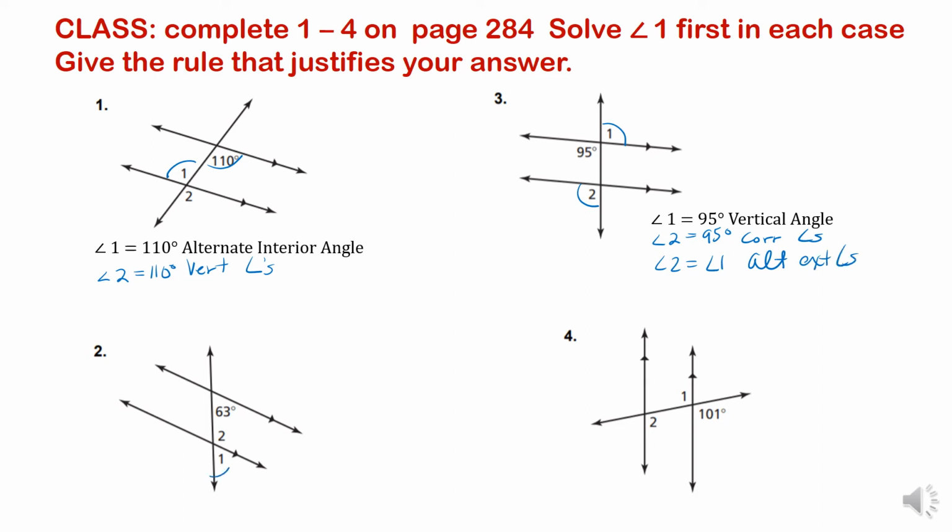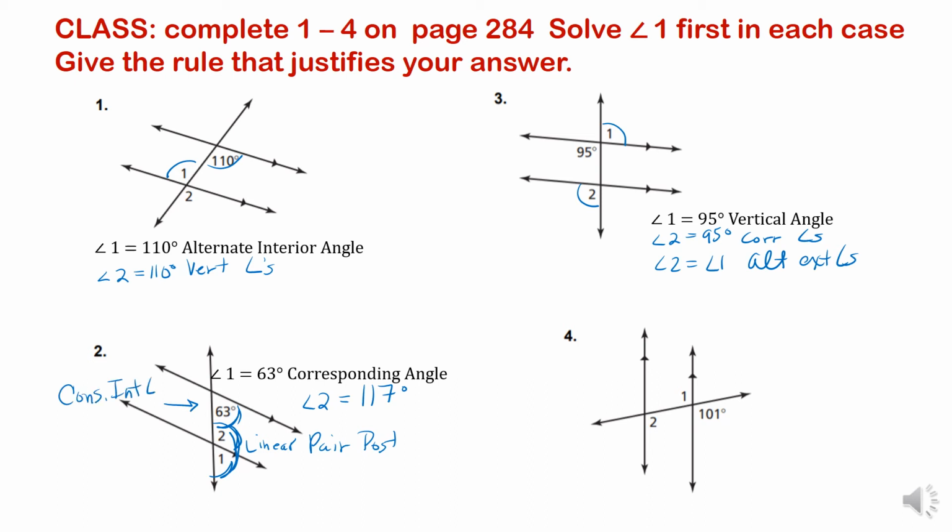Okay, solve for number 1 first. So angle 1, corresponding angles. And then I could say angle 1 and angle 2 are a linear pair. Or I could use the rule that these two are consecutive interior and are supplementary. So angle 2 equals 117. So I could use the linear pair postulate if I use angle 1 and angle 2, or I could use the consecutive interior angle theorem.